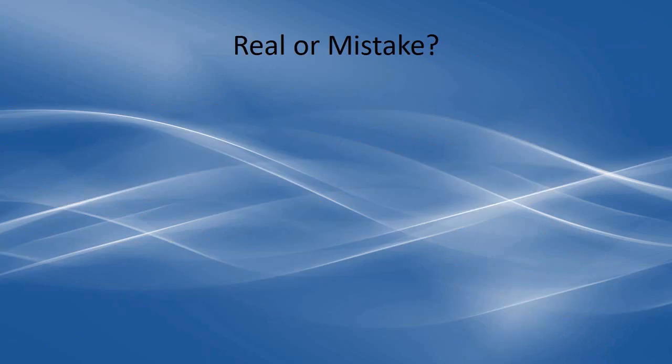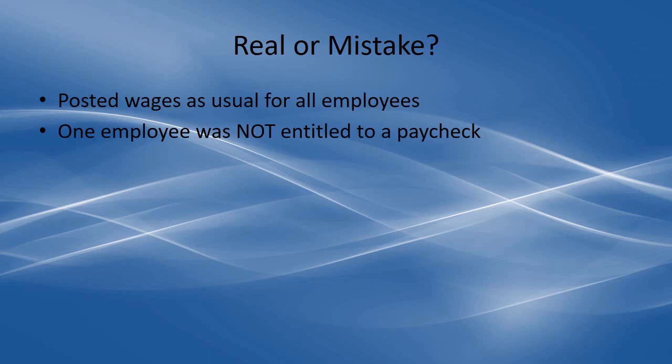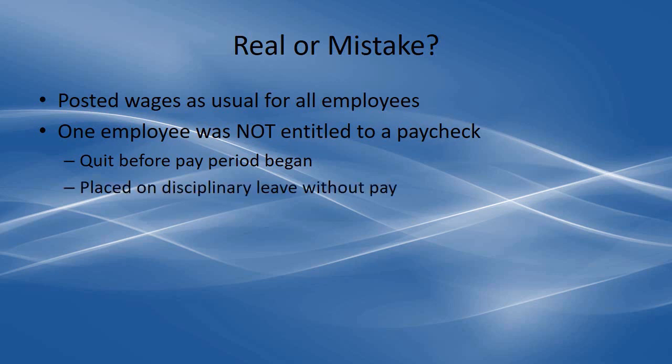The former fiscal officer posted wages as usual for all employees. One employee was not entitled to a paycheck. Why not? Why wouldn't an employee be entitled to a paycheck? Well, they quit before the pay period began, and either no one told the fiscal officer the employee was gone, or the fiscal officer simply forgot to deactivate the employee and added the wage as usual and didn't catch it. How about this one? The employee was placed on disciplinary leave without pay.